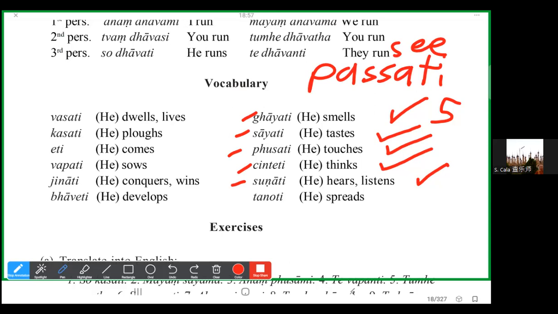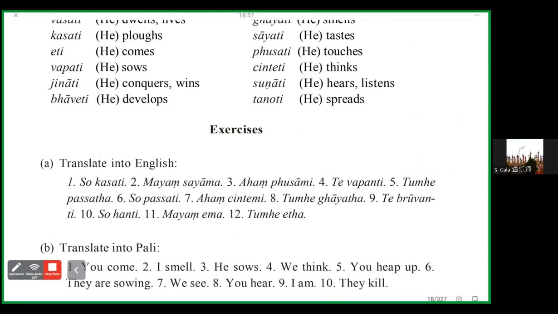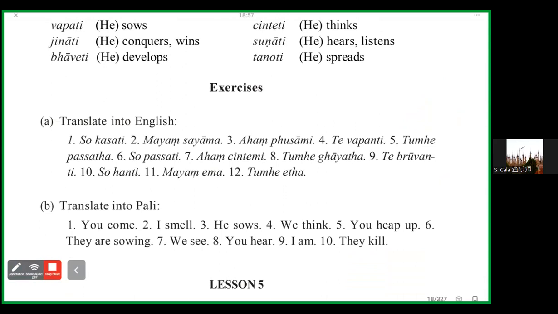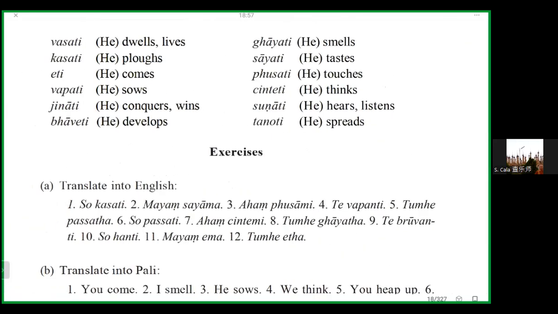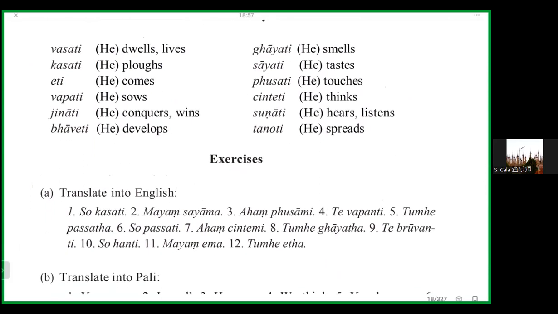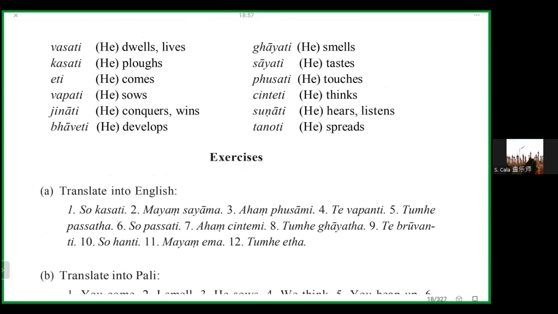Okay, so all these are very normal Pali verbs that you always find. All right, now we are going to do this one, but because I think Hui Ling already did a very good job, I will go through like this, and later we will go through Hui Ling's one. So look at the first one. Translate into English: kasati.